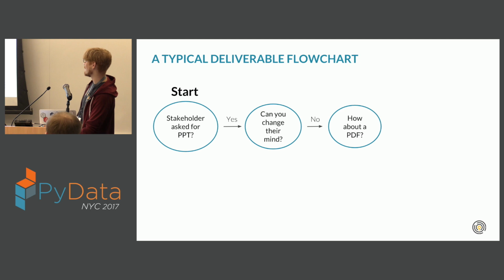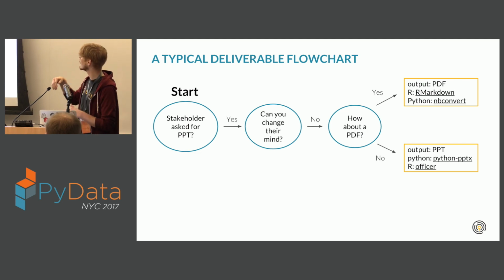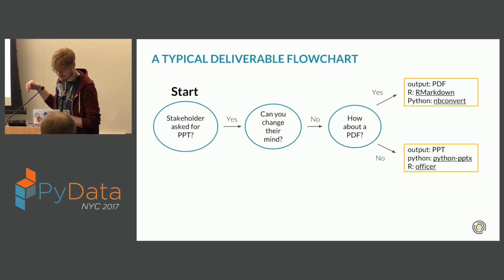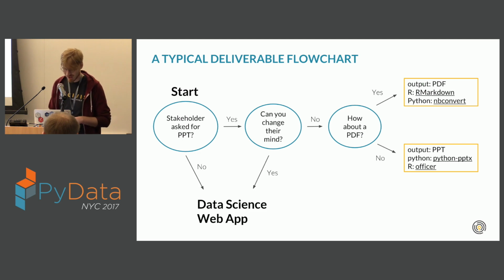So then you might say, how about a PDF instead? PDFs might be a little easier to create. So based on this answer, you could create a PDF with R Markdown or a notebook and use nbconvert, or you could create a PowerPoint, and there are some packages out there to do this. They're not terribly easy to use and they don't always look great. It requires some work. Okay, but let's say we live in an ideal world and we were able to convince the stakeholder that they do want a data science web app.